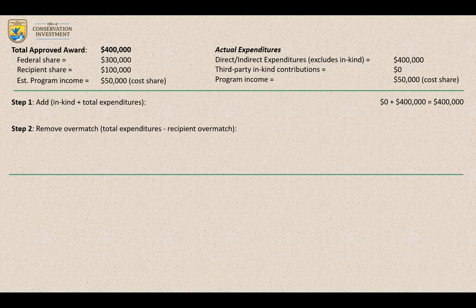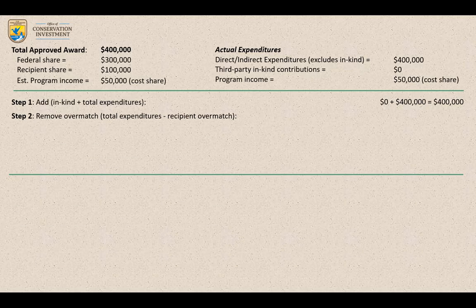In Step 2, the recipient removes any overmatch from the adjusted outlays. In this scenario, overmatch would include those costs charged to the award in excess of the approved amount of $400,000. In this case, the recipient did not incur any additional costs, so the adjusted outlays remain $400,000.